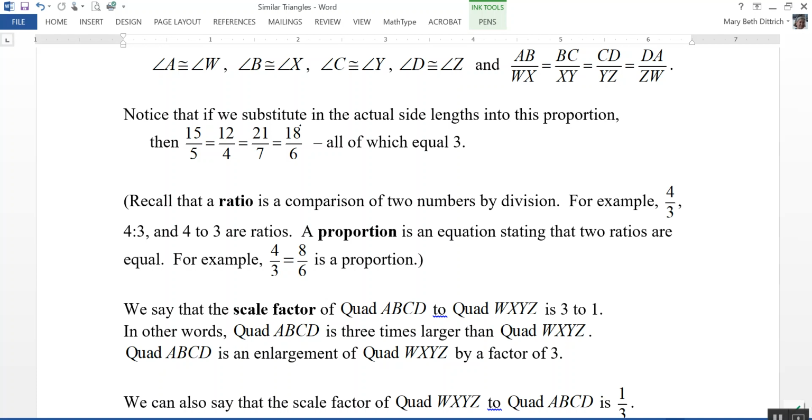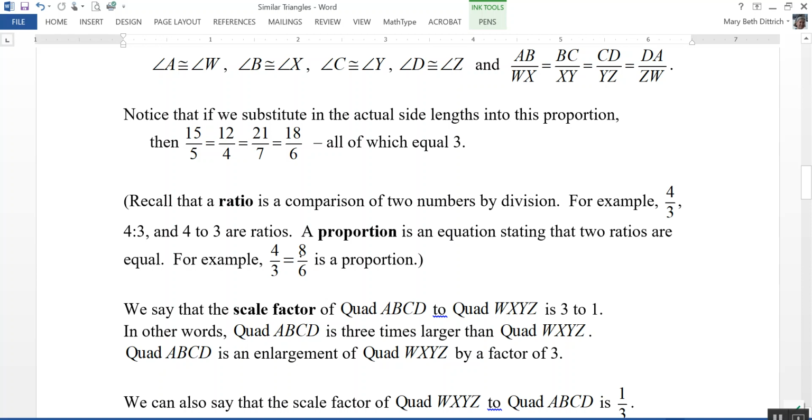Recall that a ratio is a comparison of two numbers by division. So for example, 3/4, 4 to 3, written here with a colon, and written with words, 4 to 3, are all considered ratios because you're comparing those two numbers by division. A proportion is an equation that states that two ratios are equal to each other. So for example, 4/3 equals 8/6 is a proportion because it says this ratio is equal to this ratio.